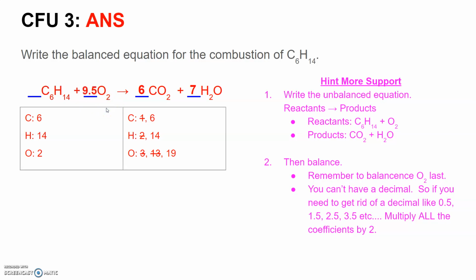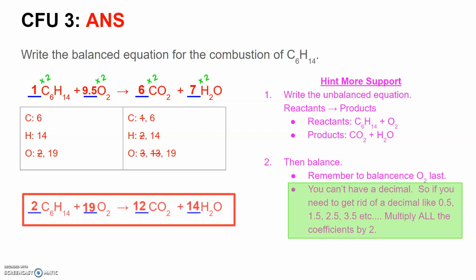So I'm going to go ahead and put that in. I can't keep it because remember, you can't have a decimal, right? We can't have a decimal. So I'm going to have to get rid of that. But right now it's balanced. However, to get rid of that decimal, I need to multiply the 9.5 by 2. And remember, just like with math, whatever you do on one side, you have to do on both sides. So I have to multiply all the coefficients by 2. So I'm going to multiply the coefficient in front of C6H14, which was an invisible 1, by 2, and the other coefficients by 2. And then that gives me this as my final balanced equation.